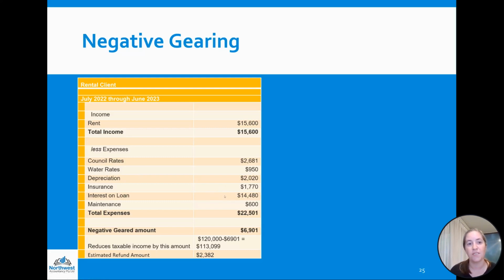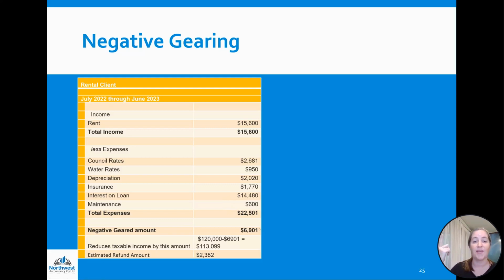So just be mindful of this. We're only looking at the tax consequences here, not the cash consequences of your negative gearing. In this situation, we've spent $22,500 on expenses, but we've only earned $15,600. So this income goes into your tax return, and then the costs go out. So we're negatively geared, we've spent more money than what we've got in, of $6,901. So this amount here reduces our taxable income.